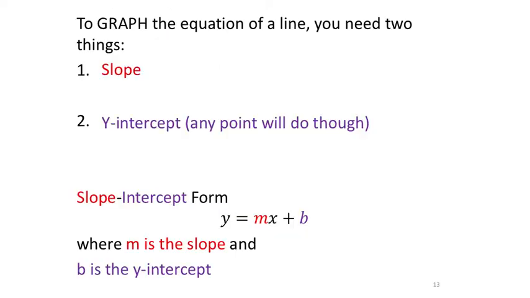The 2 things that you need in order to graph the equation of a line are the slope and the y-intercept. Really any point would do though. Of course, you could have 2 points and that'd be fine. But on those last two examples, they gave us the slope and the y-intercept just directly. They said this is the slope and this is the y-intercept. In the future, they're going to give that information to us in an equation format, okay?